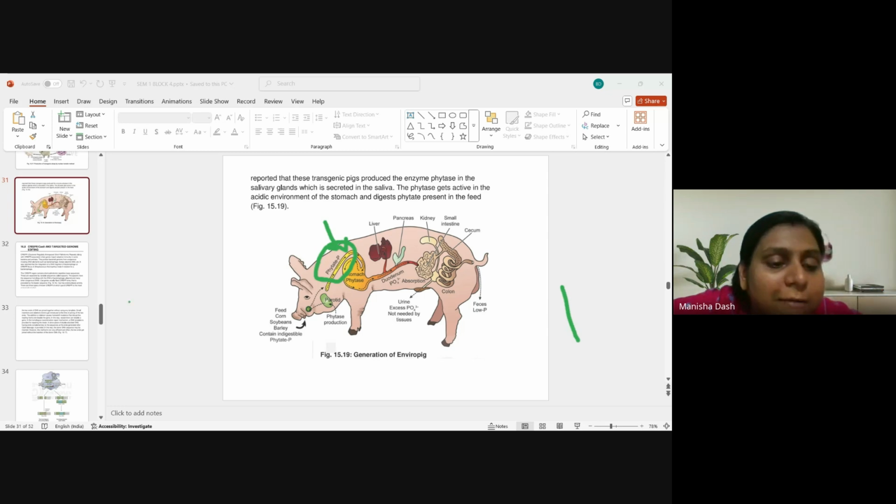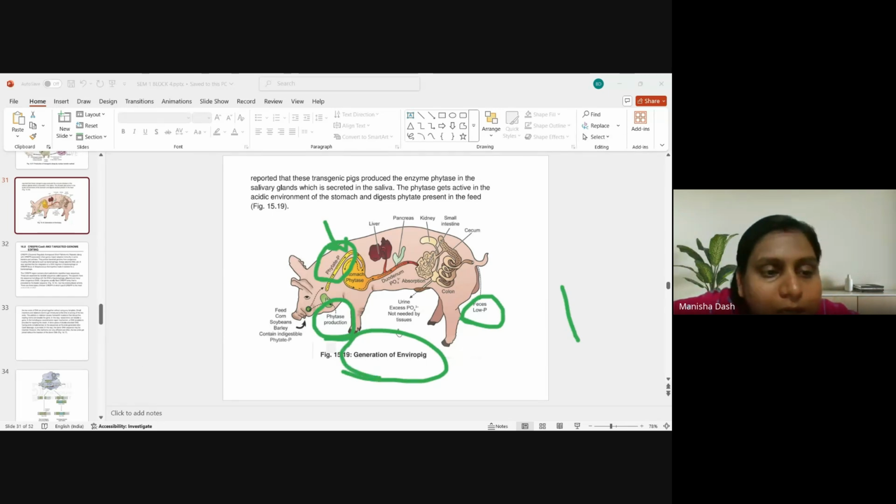Now this can very efficiently metabolize the phosphate. So when the pig releases excreta, it will have an extremely low amount of phosphate. So that is how it is useful in reducing pollution or eliminating phosphate contamination from the soil. So that is why this is what is called an Enviropig. This is like environmentally friendly.